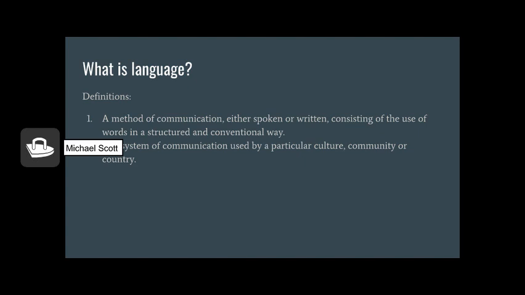So to start off, let's just talk about the term language and what is language. By definition, language can be defined as a method of communication, either spoken or written, consisting of the use of words in a structured and conventional way. It's also defined as the system of communication used by a particular culture, community, or country. So basically, language is communication, whether it be oral communication or facial expressions or written communication. All of it is looped under that umbrella term of language, and it varies and differs based on culture.